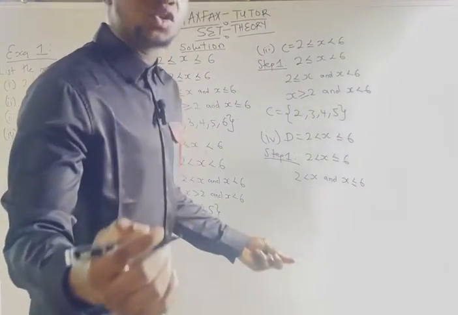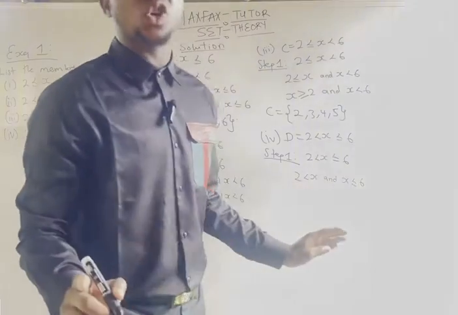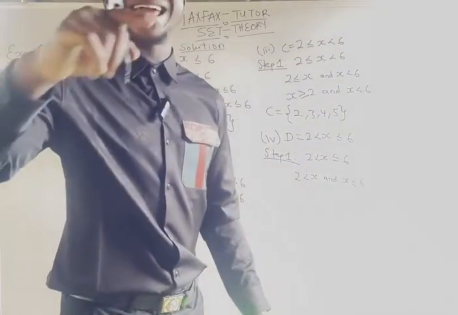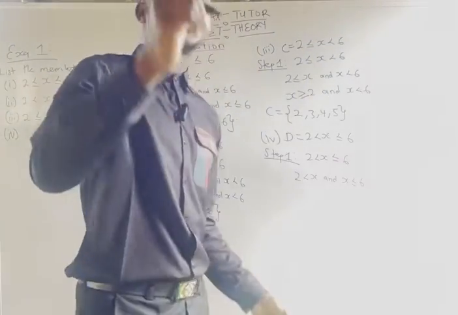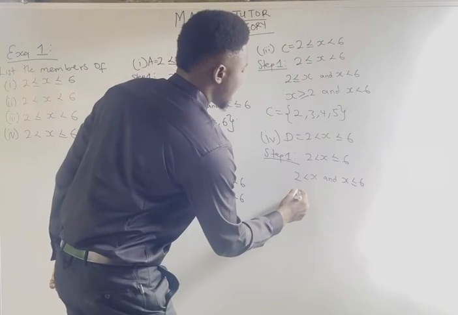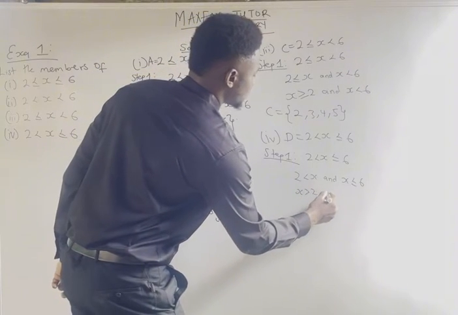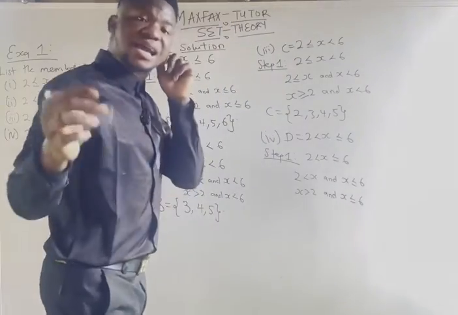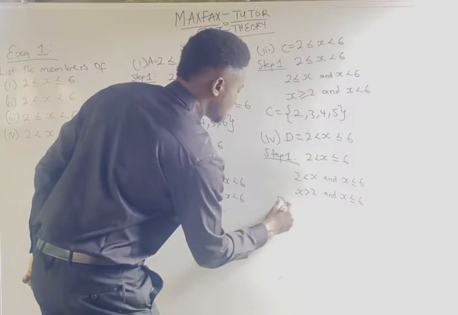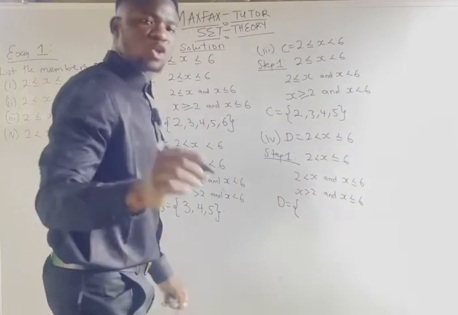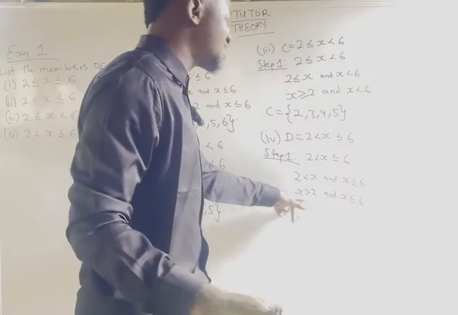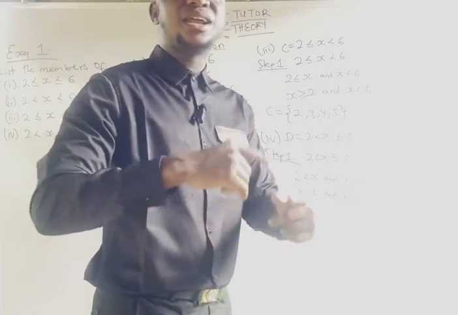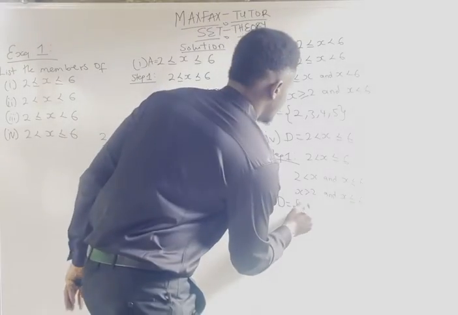Then the next thing we are going to do, guys, is write the first part only. So if 2 is less than x, this simply means that x will be greater than 2. So this will be written as x greater than 2 and x less than or equal to 6. Then lastly, guys, we are going to list the members of this set D. So we are going to start from a number that is greater than 2. Which number is immediately greater than 2? That is 3. We are going to start from 3.